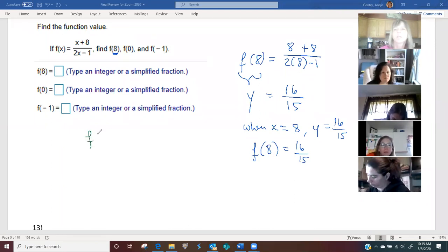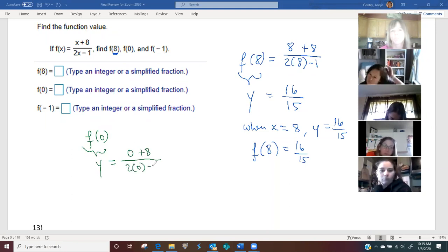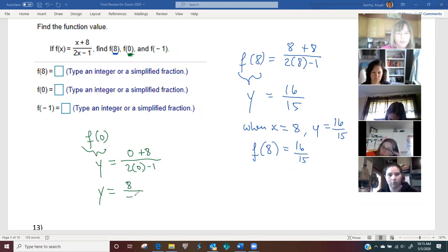Let's try f of 0. What is y when x is 0? You just replace, and don't tell me x can never be 0. x can't be 0 if it causes an undefined, if it causes a 0 in the denominator. Me putting this 0 in for the function is not a problem because we don't get a 0 in the denominator. So y is 8 over 2 times 0 is 0, 0 minus 1 is -1, so y is -8.